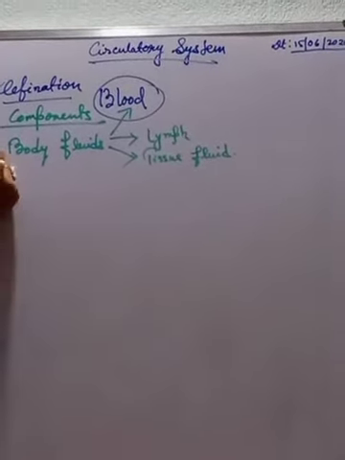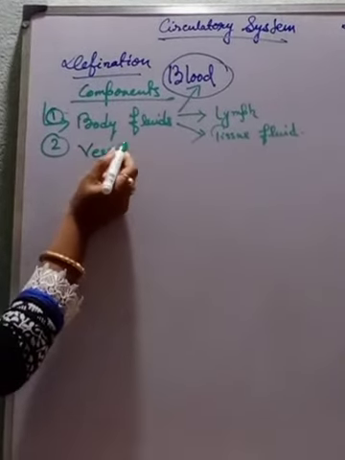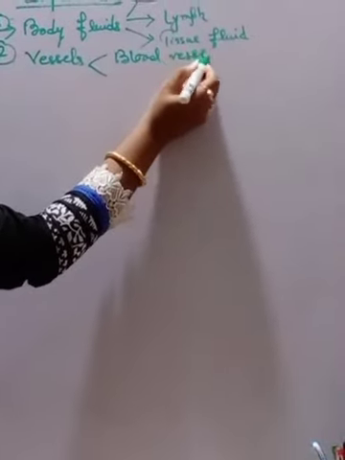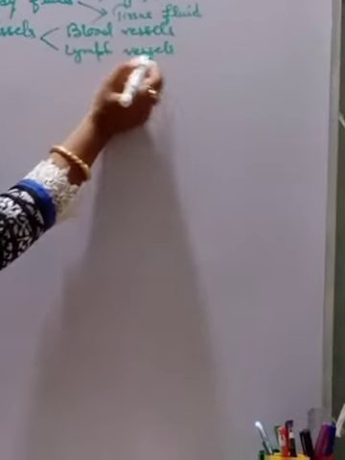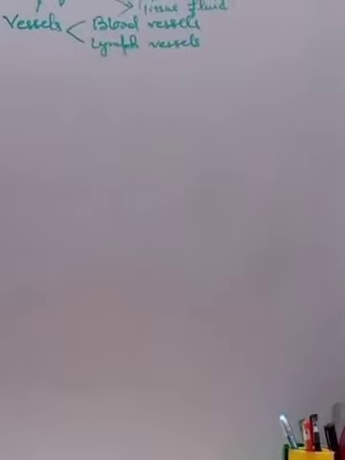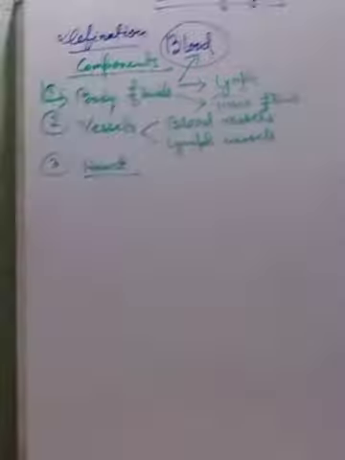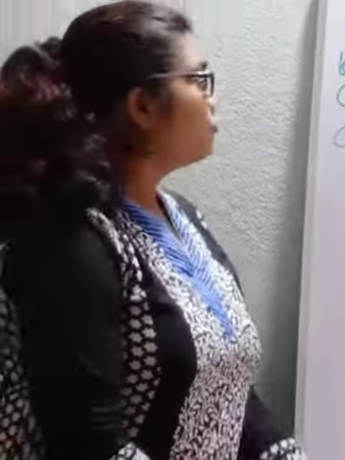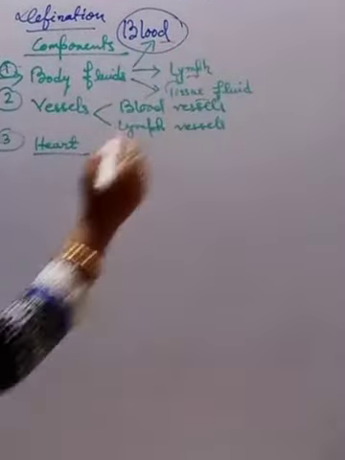So, the second component of the circulatory system is the vessels. We have the blood vessels here. At the same time, we have the lymph vessels, or you can say the lymphatic vessels. Clear? And the third one, not the least, is the pumping organ of our body, that is the heart. Clear? So today, mostly I will deal with the body fluids, that is the blood, lymph and the tissue fluids.